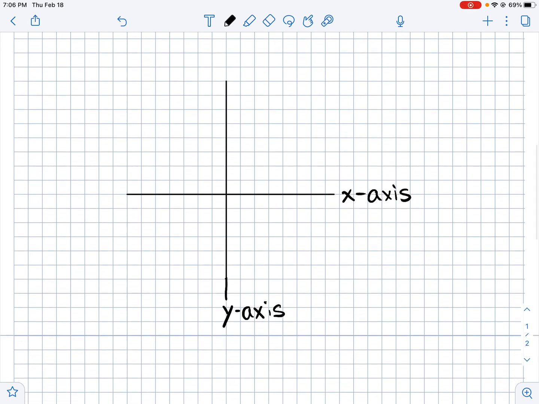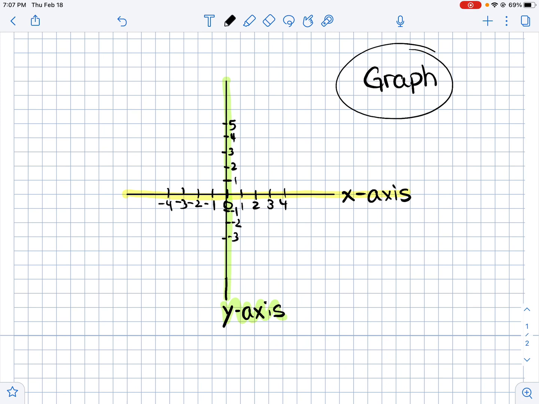So remember we were talking about graphs? We called this the x-axis, and we said this is the y-axis. We start at 0 in the middle, and then we go 1, 2, 3, 4, and the other way, -1, -2, -3, -4. And the y-axis, we go 1, 2, 3, 4, 5, and then we go down, -1, -2, -3. Remember this graph?